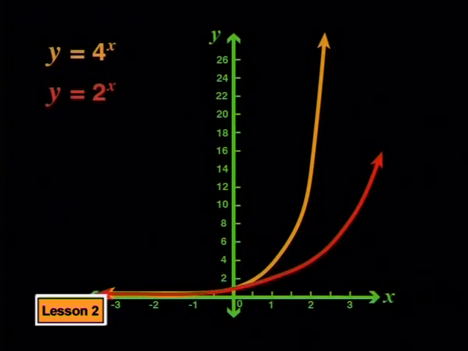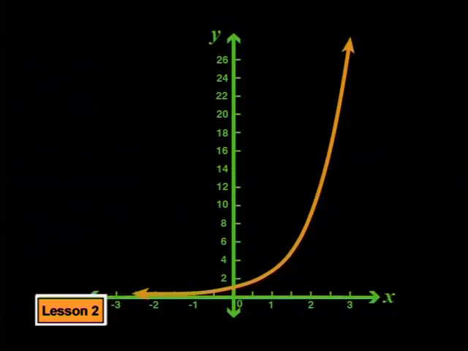For the negative x values, both graphs approach the x-axis without ever reaching it. So they have smaller and smaller positive y values that are close to 0.